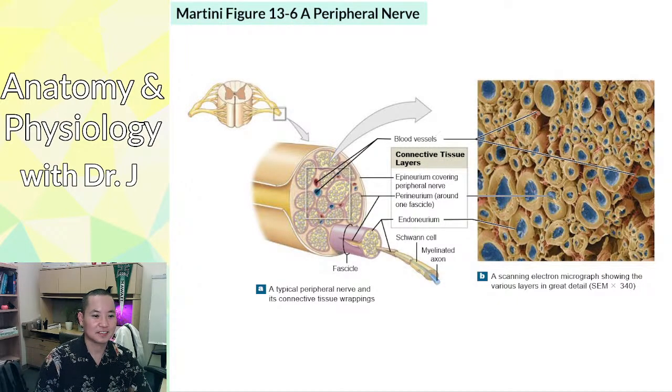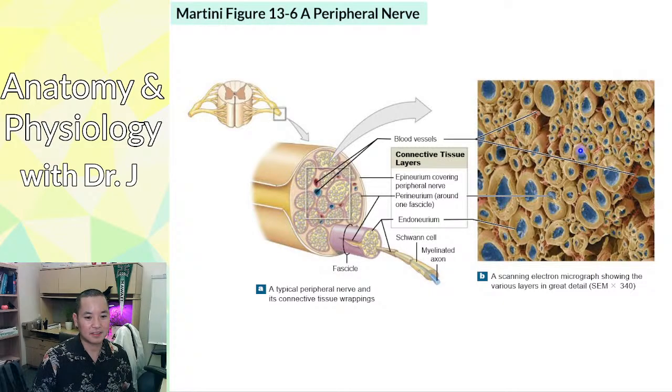Okay, moving on. We talked about how we're able to detect different types of changes in stimuli. Now let's talk about how these nerves are arranged. What we have here is a peripheral nerve, and it's very similar to the skeletal muscle we talked about. Notice that we have all these long fibers, and they're bundled into things called fascicles, and those are bundled into bundles of bundles. And this is what we're seeing with the scanning electron microscope.